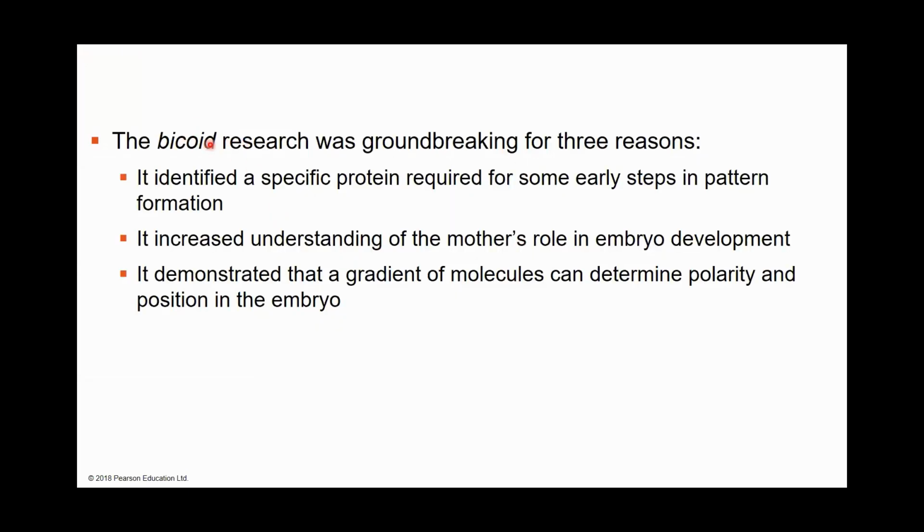So the discovery that there is a morphogen, a cytoplasmic determinant called bicoid, responsible for establishing one of the body axes, was groundbreaking, because it identified a specific protein that is required for early steps in pattern formation. And this specific protein is actually encoded by the mother genes. It also allowed scientists to understand the role of the mother and the mother genes in embryo development.